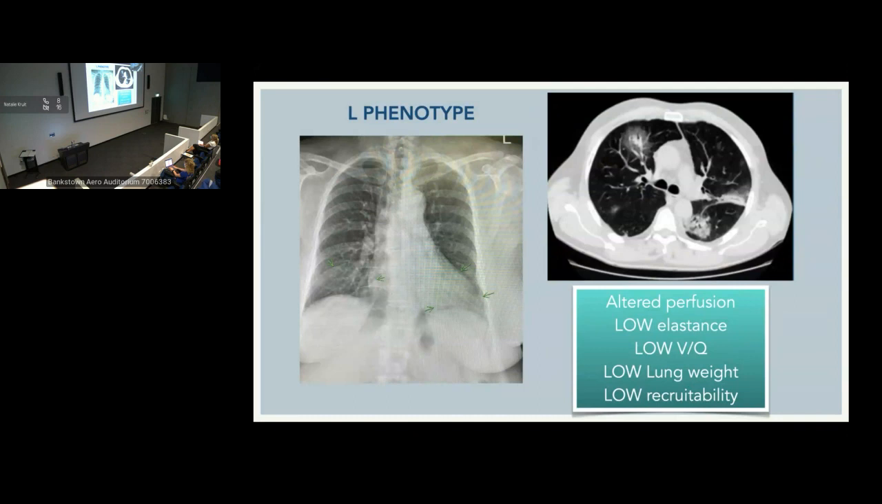Patients will have a low elastance, so the compliance is normal. They'll have a low VQ ratio, again, because there's something wrong with the blood vessels. And importantly, their mechanism to have hypoxic pulmonary vasoconstriction is impaired or inhibited. They've got low lung weight, so all you'll see are these ground glass densities on CT, and they've got low lung recruitability, so they're not really going to respond to proning or PEEP. Importantly, they'll have a low CO2, and that's because their minute ventilation is high. Their minute ventilation is high in response to the hypoxia that they're experiencing.